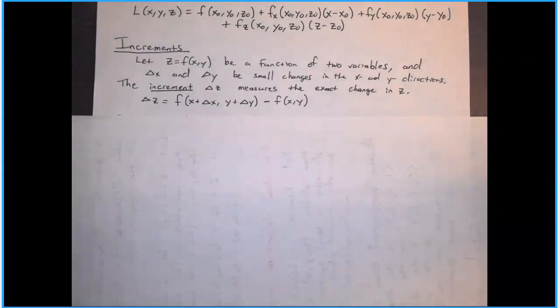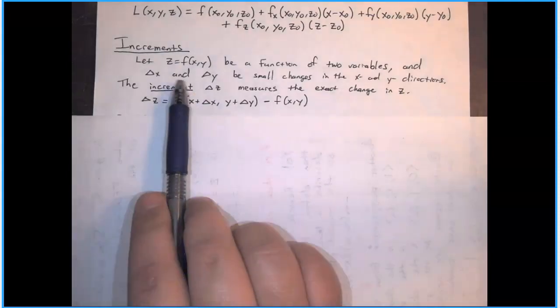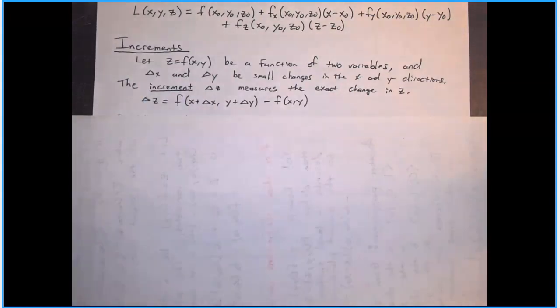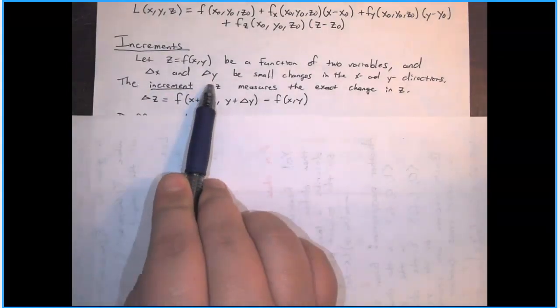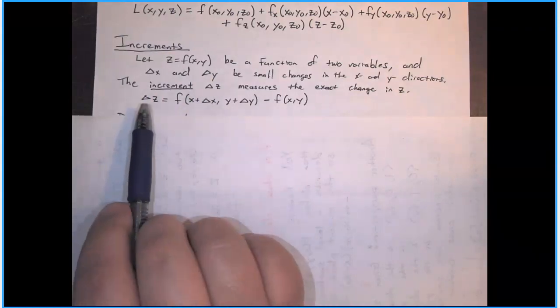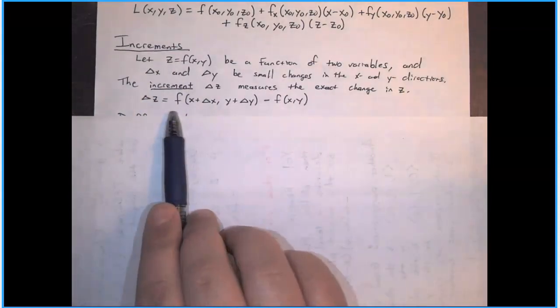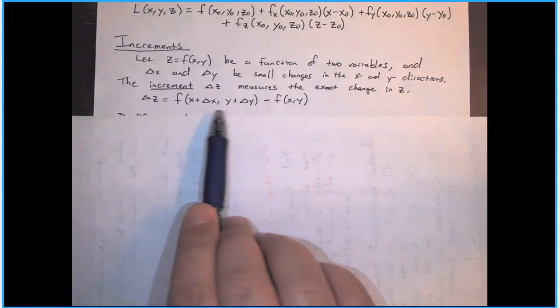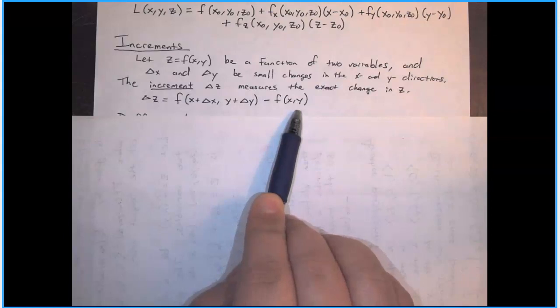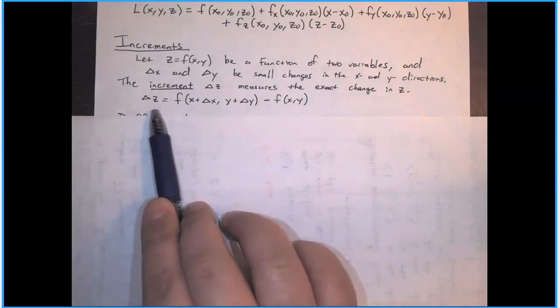So let's say that we have a function of two variables, as we've been dealing with, f of x, y, and we make small changes to a point in the x and y direction. So let's say we're at a fixed point, x, y, and we change the x coordinate a little bit, we change the y coordinate a little bit, and we call those changes delta x and delta y. Then the increment delta z is the exact change in the function value, in the z value. So that's the function value at our new point, x plus delta x, y plus delta y, minus the original function value, f of x, y. And that gives us the exact change in our function.